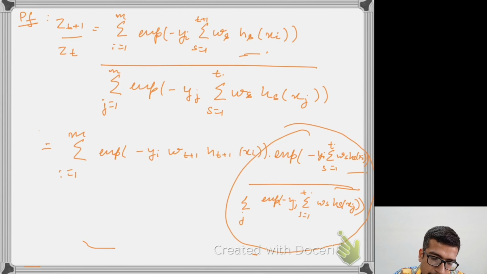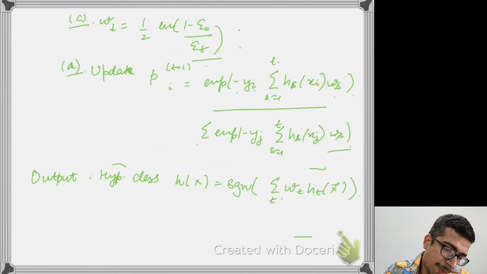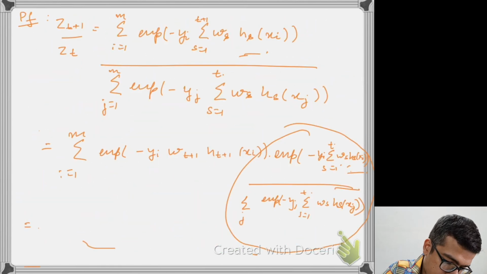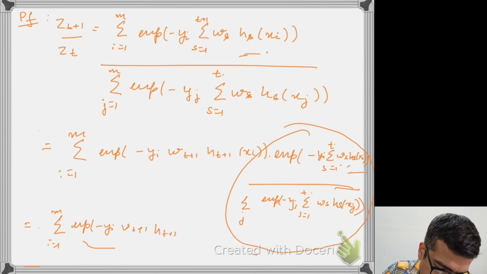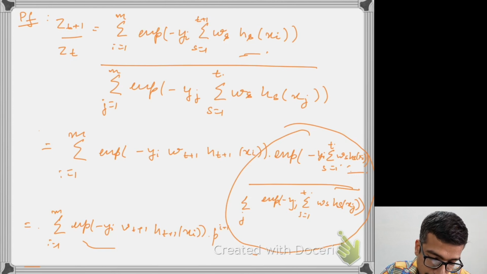So if I look at this particular term, this is the probability I'm giving to the ith instance under the t plus 1th evaluation. So if I look at my algorithm again, this is precisely my pt plus 1 i. This is going to be sum over i from 1 to m exponential of minus yi wt plus 1 ht plus 1 xi, and then we have pt plus 1 i.